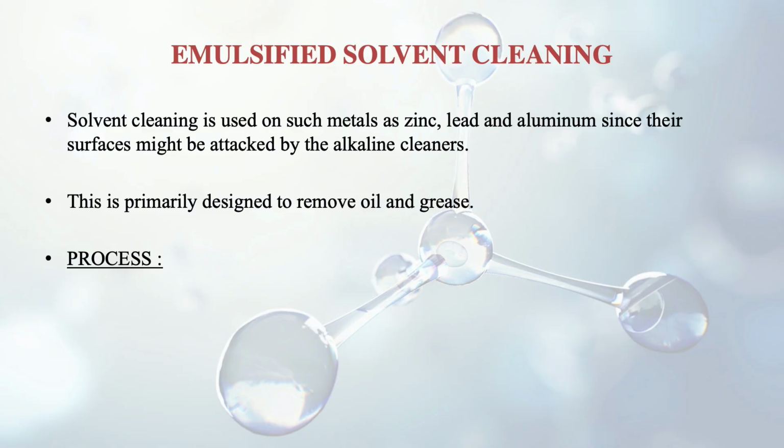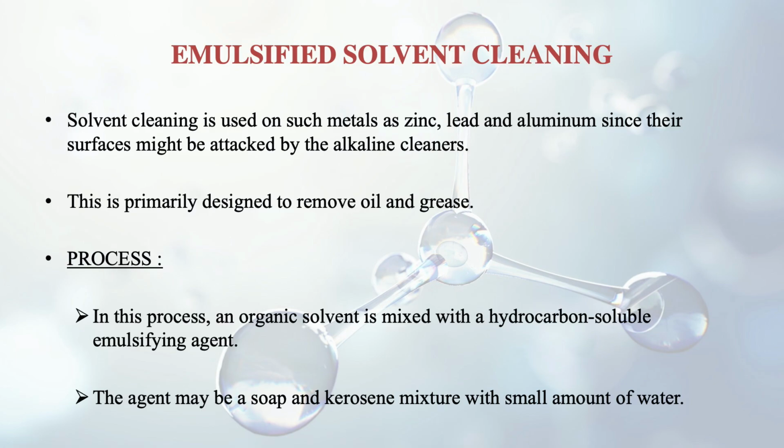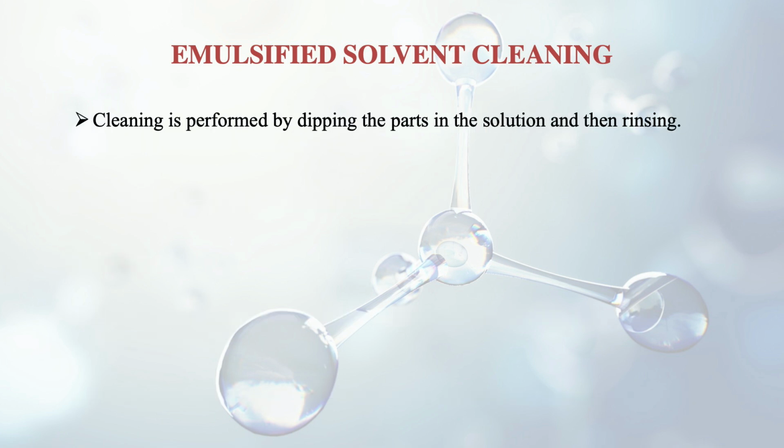So what is the process for this type of cleaning? In this process, an organic solvent is mixed with a hydrocarbon soluble emulsifying agent. Again we are using hydrocarbon here, and the agent may be a soap and kerosene mixture with a small amount of water. Further, cleaning is performed by dipping the parts in the solution and then they are rinsed.